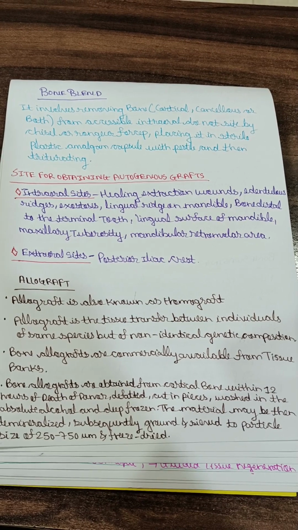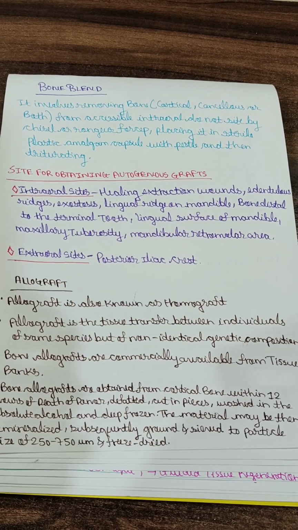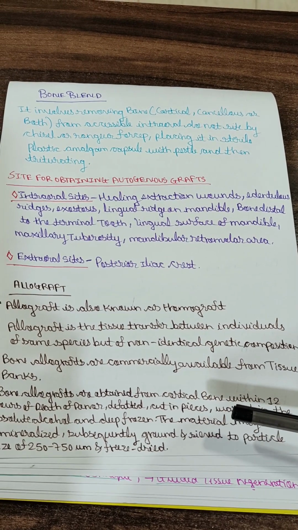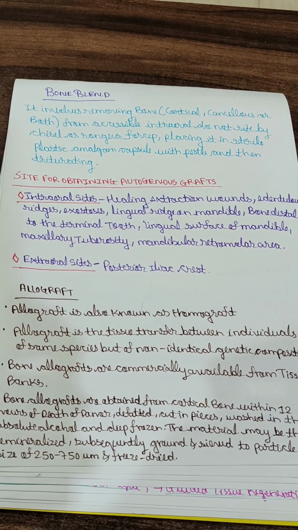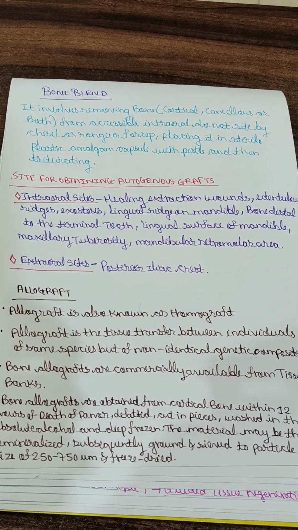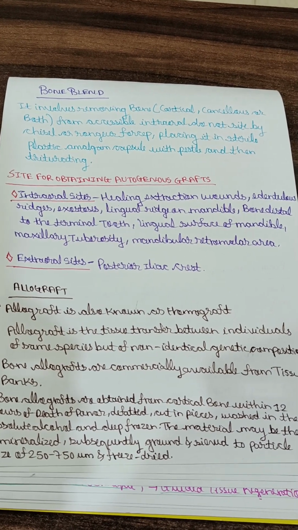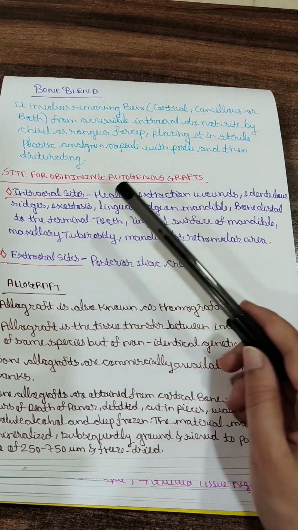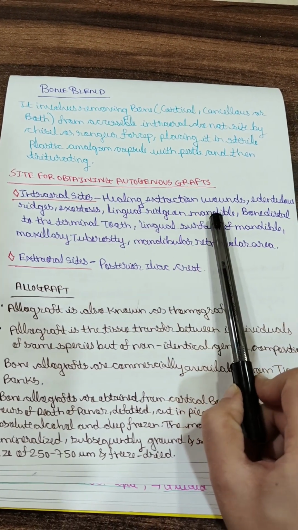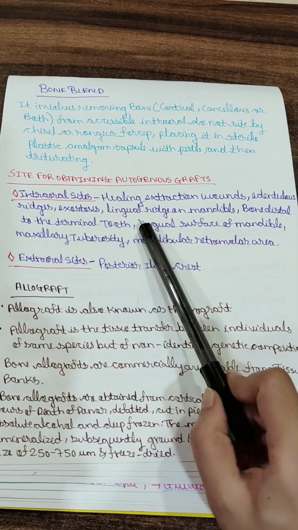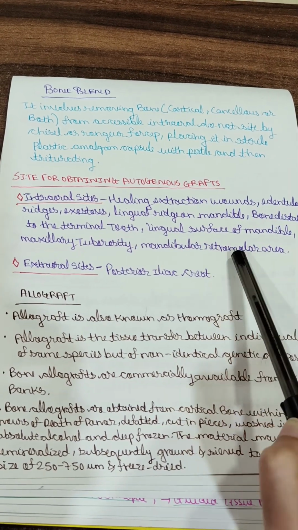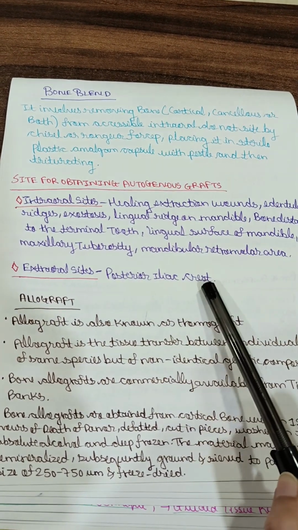Now, let's talk about bone blend. It involves removing the bone, that is cortical, cancellous or both, from an accessible intraoral site by chisel or rongeur forceps, placing it in a sterile plastic amalgam capsule with a pestle and then triturating it. Sites for obtaining autogenous grafts are intraoral and extraoral sites. Intraoral sites, as I've already discussed, include healing extraction wounds, edentulous ridges, exostosis, the lingual ridge on the mandible, bone distal to the terminal tooth, the lingual surface of the mandible, the maxillary tuberosity and the mandibular retromolar area. Extraoral sites include the posterior iliac crest.